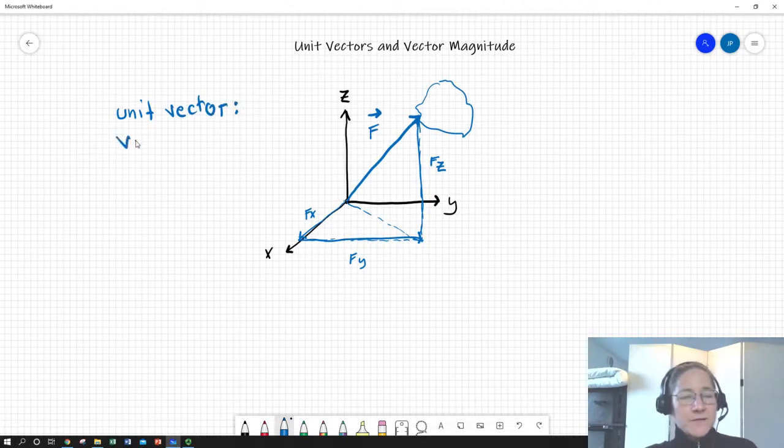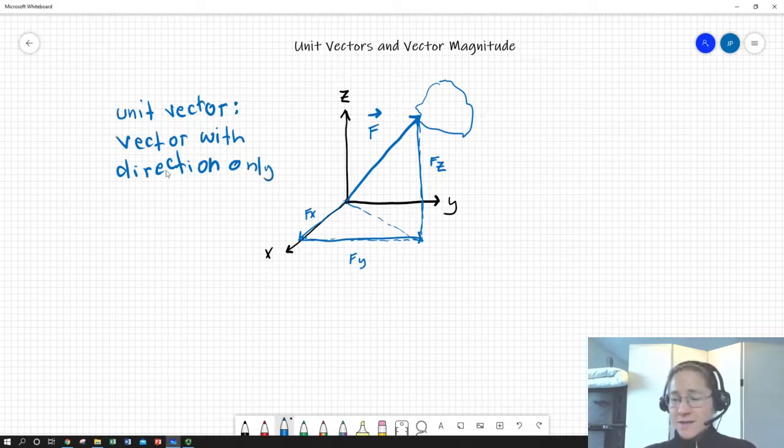A unit vector is a vector with direction only. In other words, it has unit length. It also has no actual units. It's dimensionless, kind of like radians, degrees, and other dimensionless constants we use. Now it can be in any direction. In fact, we use unit vectors to define direction with no magnitude. Then we can go zinging whatever magnitude of force, torque, displacement, whatever we want down it. It defines direction only.